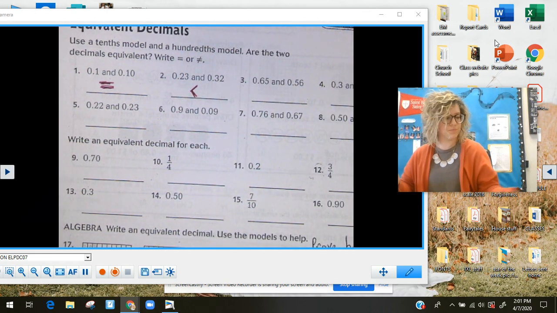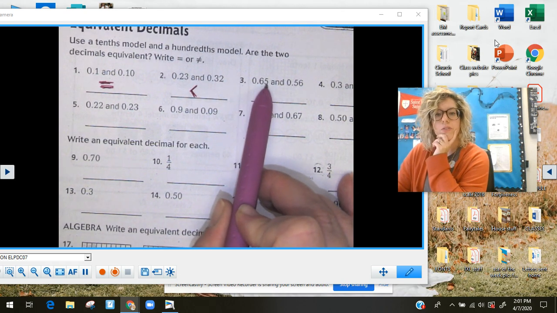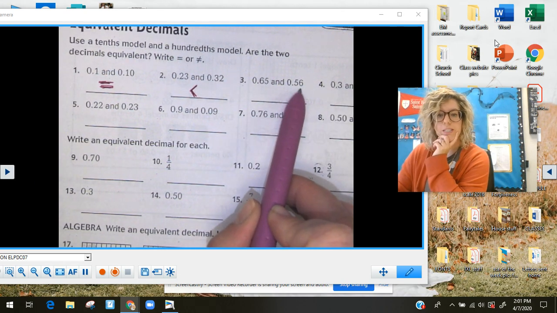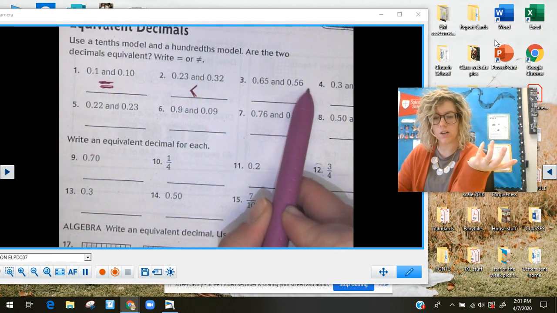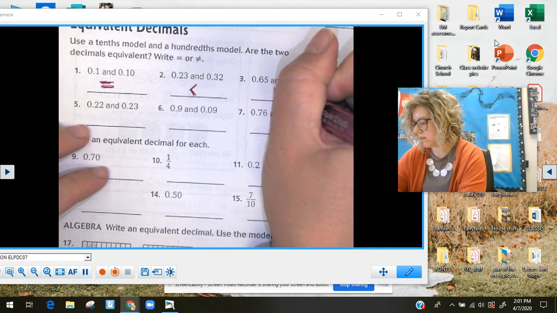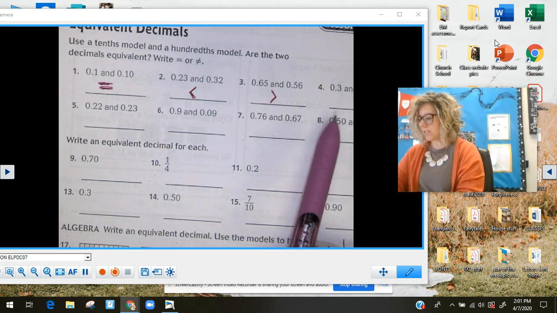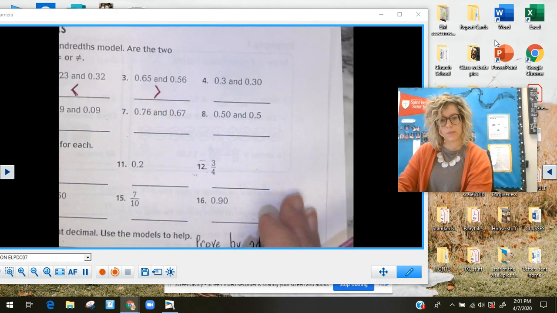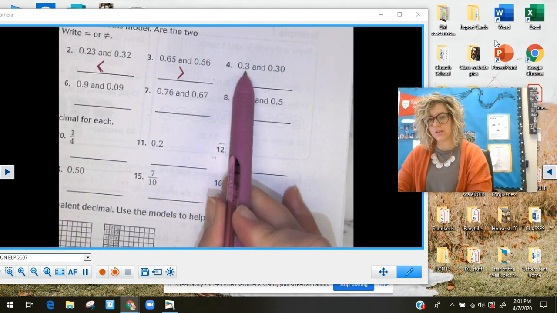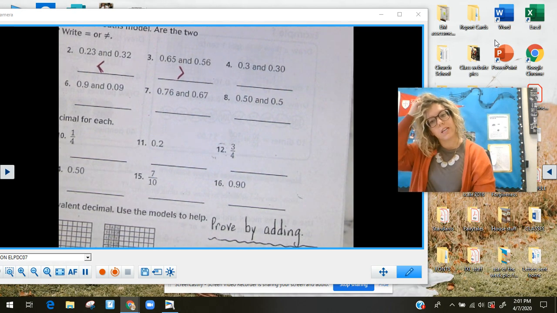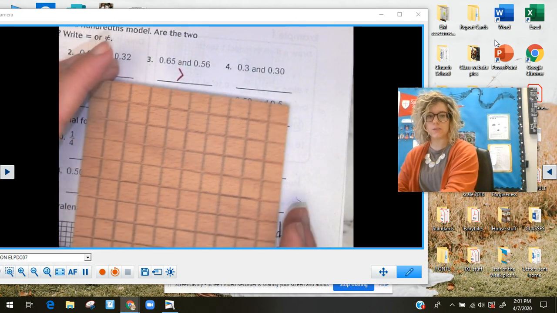Okay. 65 hundredths or 56 hundredths. They both fall in the hundredths, so now we just need to look at the number, 65 or 56. 65 is obviously bigger. Okay. How about this one? 3, maybe if you saw it, 3 tenths and 30 hundredths. Okay, here we go. Let's use this.